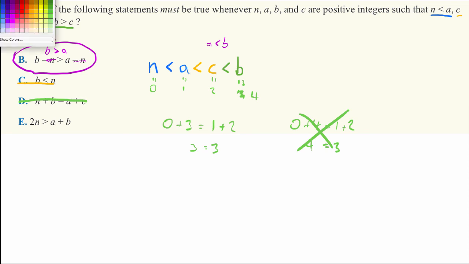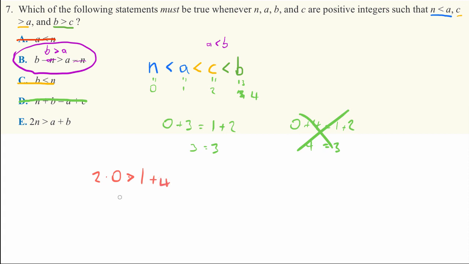And then the final option, 2 times n is greater than a plus b. And this one, just by going through this example, 2 times 0, is that greater than, if we can use these numbers 1 and 2, is this greater than 1 plus 4? Clearly it's not. That 0 is not greater than 5 here. So this is also an incorrect option.